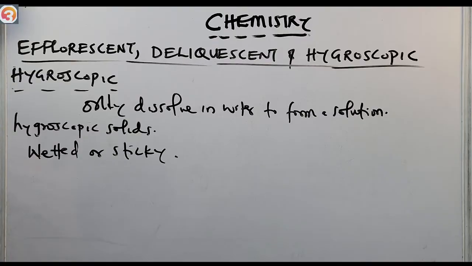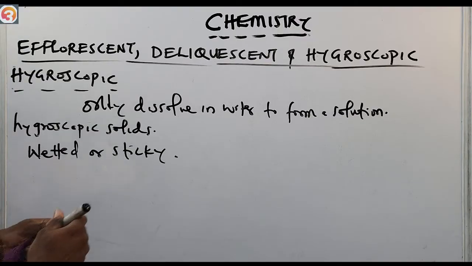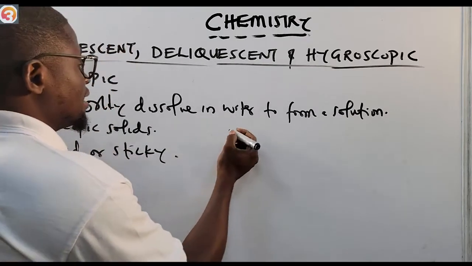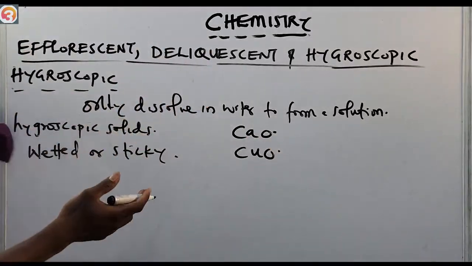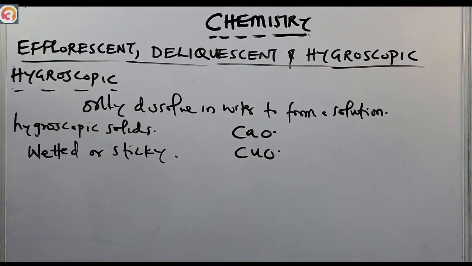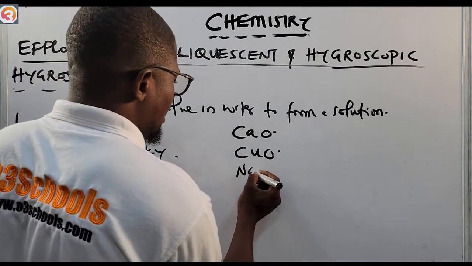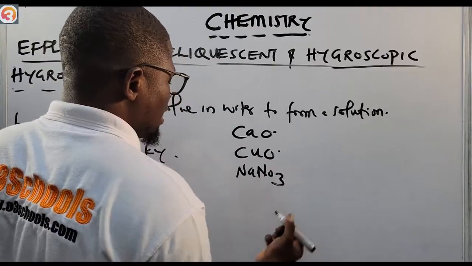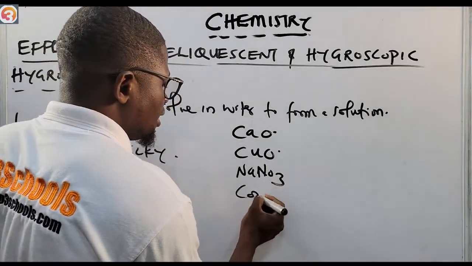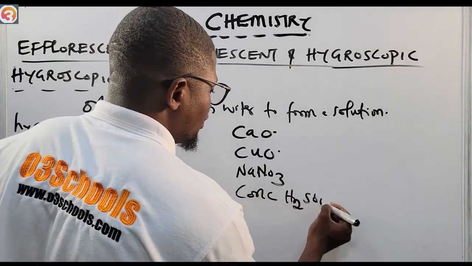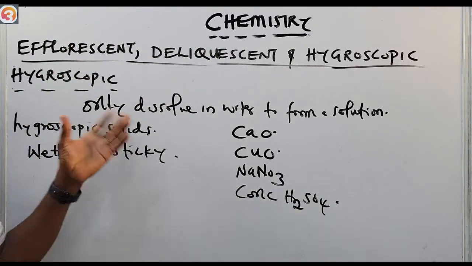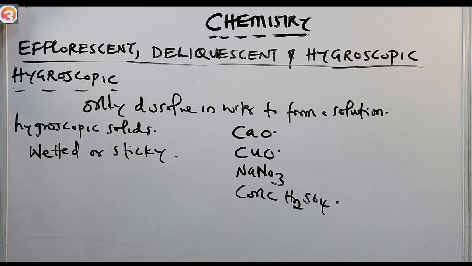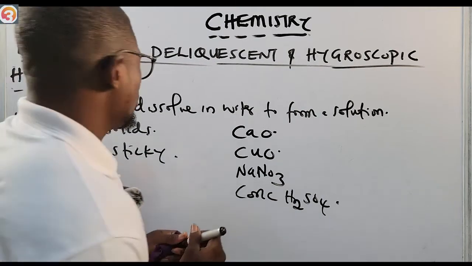We have some few examples. Examples of hygroscopic substances are calcium oxide, CaO, copper oxide, and sodium nitrate, NaNO3. We also have concentrated tetraoxosulphate(VI) acid, H2SO4. All these are examples of hygroscopic substances. They are also useful as drying agents.